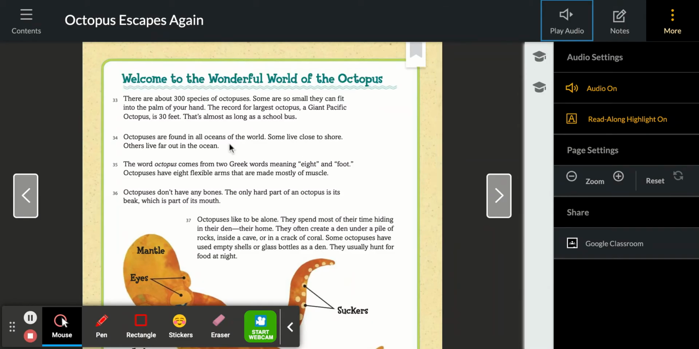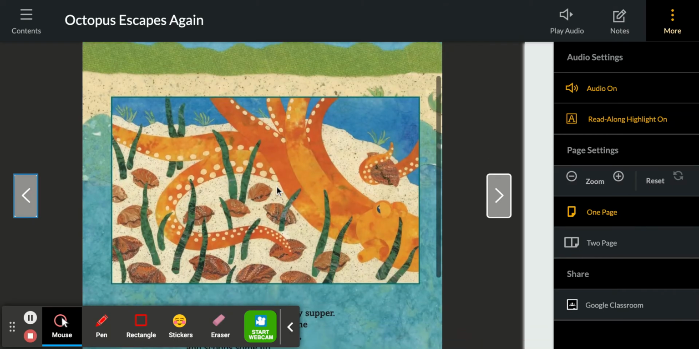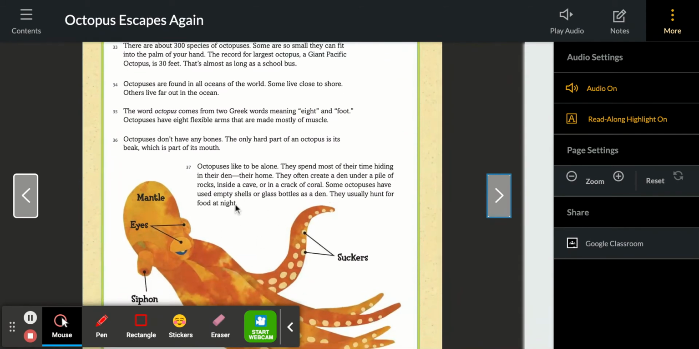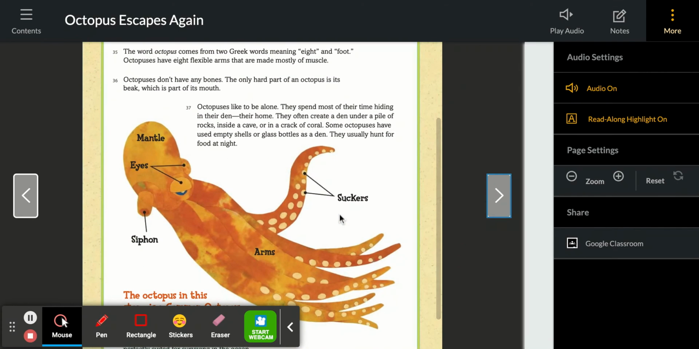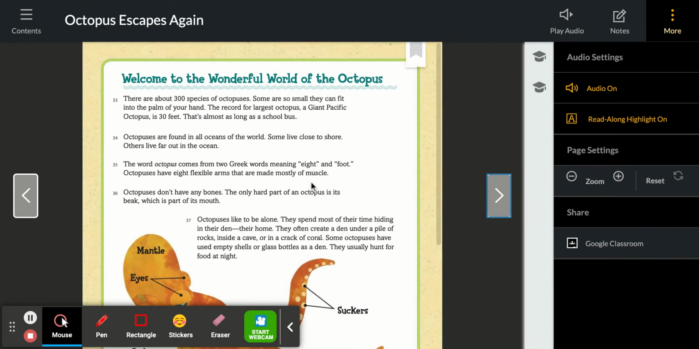Okay, before we read that, so that was the story of this octopus escaping, being eaten, and also finding food on her own. Now, on this page, as you can see, text features look a little bit different, and they even have a graphic feature of an octopus, right? And this diagram shows you the different parts of the octopus. So let's listen to this part.